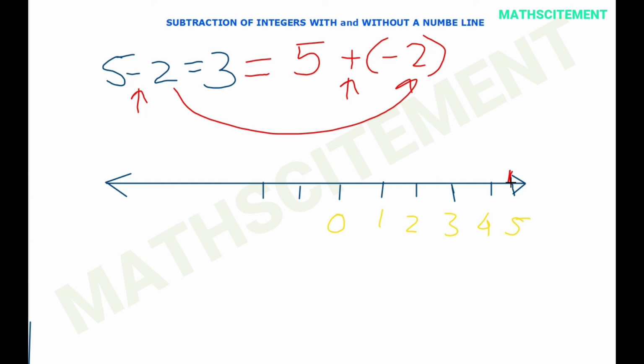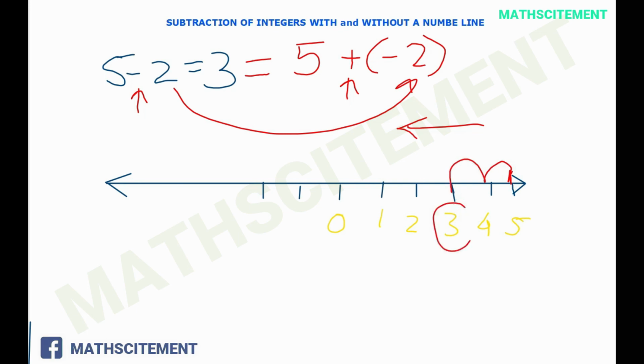5 is the starting position. And to add a negative integer, we always walk left on the number line. So to add a negative 2, we'll walk 2 steps to the left. We reach positive 3, which is our answer.